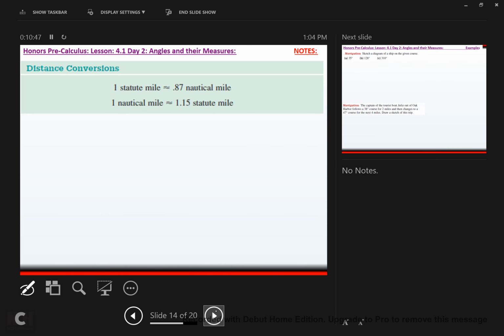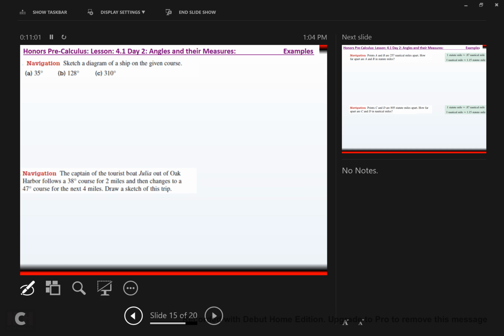All right, and then the rest you have your conversions between statute miles and nautical miles. And it depends on which way you're going. You can use either one of these. Why they give you both, I'm not really sure, but either one works. So part of your homework is they're going to ask you to sketch a diagram of a ship of the given course. What you have to remember is that when you travel on water, it's different than traveling on land.